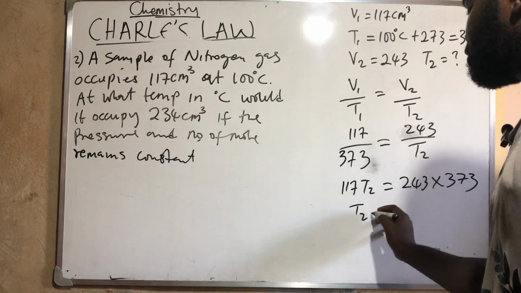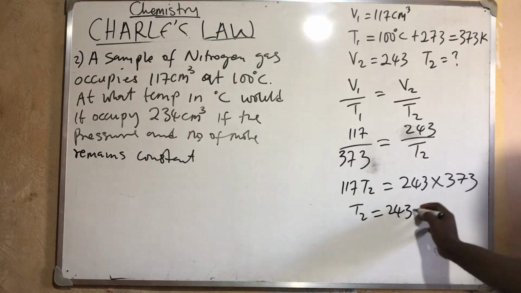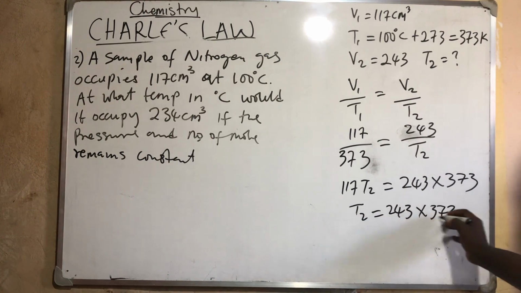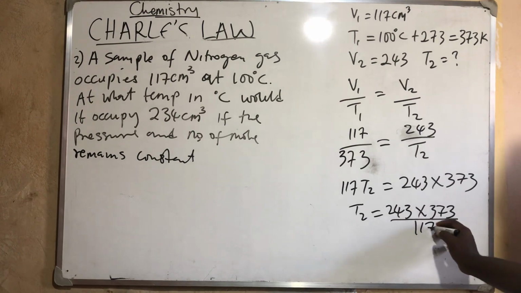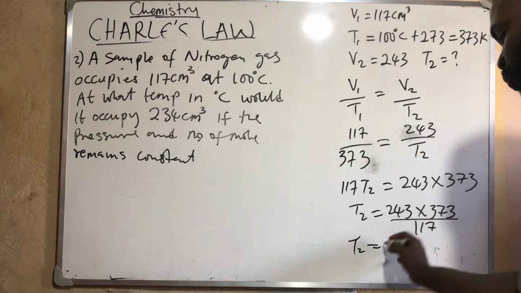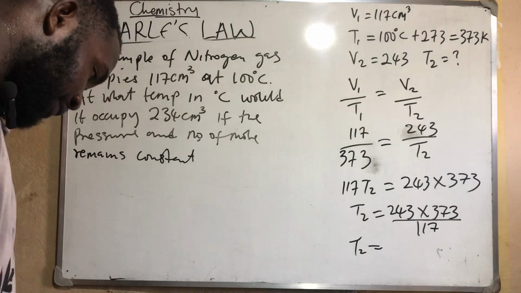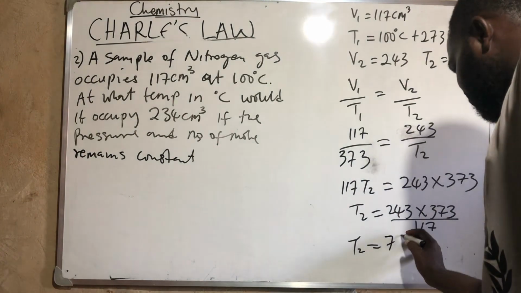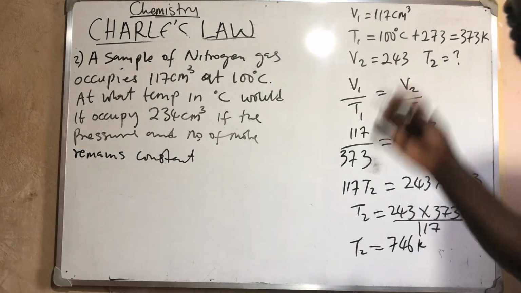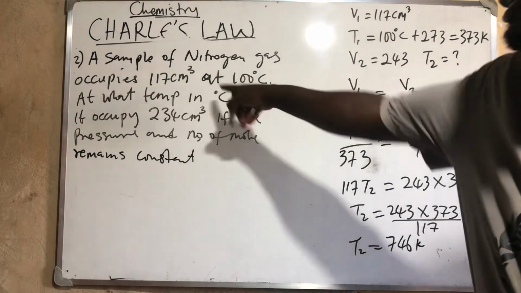So therefore my T2 will now be 243 times 373, all divided by 117. So my T2 will now be what? If you divide, you will have that T2 is 746 Kelvin. But they say we should get our temperature in degrees Celsius.